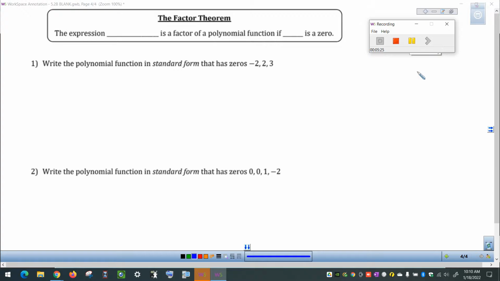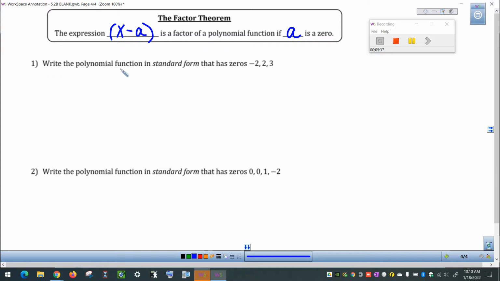So let's start by filling in what the factor theorem says. It says that the expression x minus a is a factor of the polynomial if whatever the a number is a 0. Notice how it's the opposite sign. So if a is the 0, if a is the x-intercept, it's going to turn into x minus a when it goes into the parentheses.